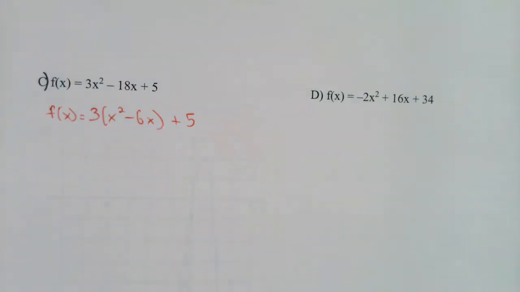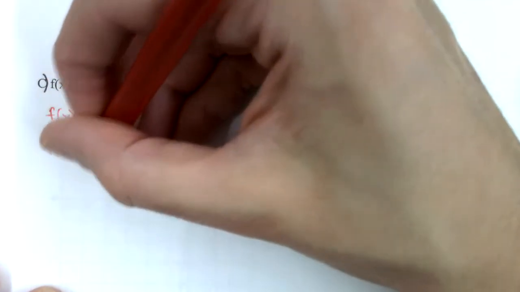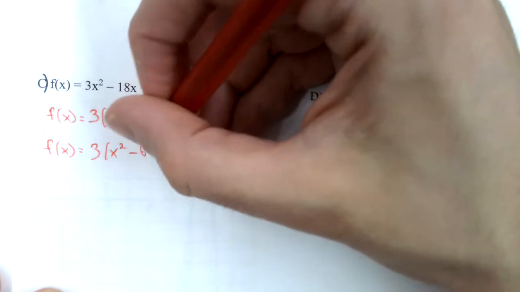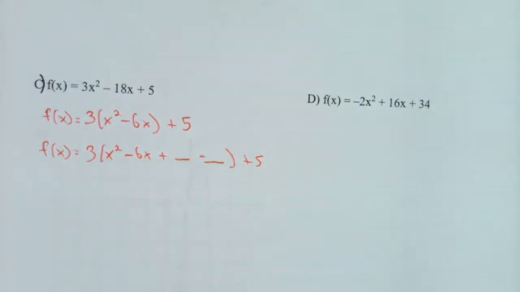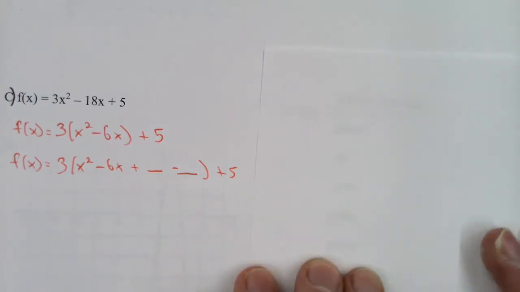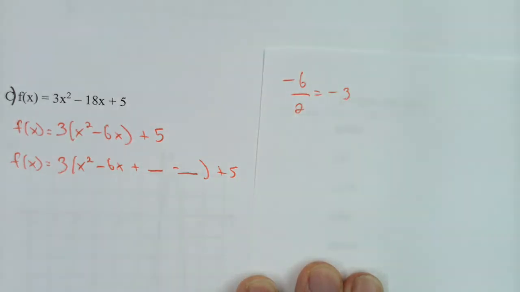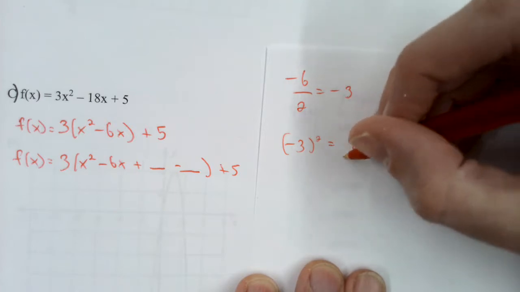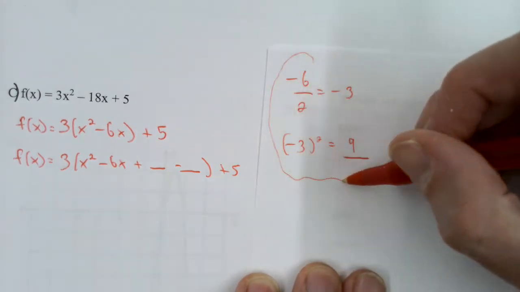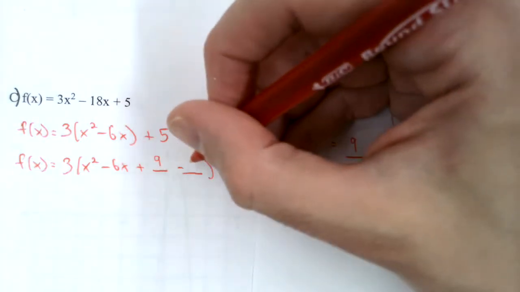Okay. Now, you're going to do the completing the square part. So let me do this right now first. 3 times x squared minus 6x, put plus blank, minus blank. And now let's complete the square. Take that negative 6, divide it by 2 to get negative 3. Square that to get 9. That 9 is the number we're going to complete the square with. Plus 9, minus 9.